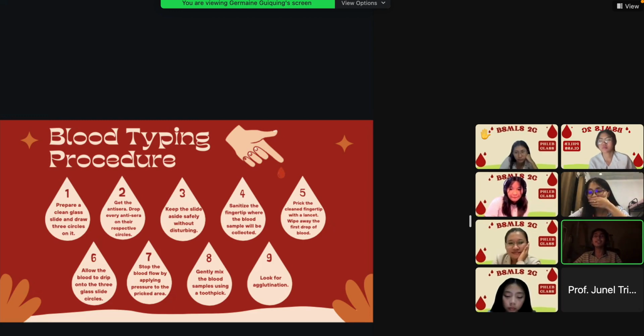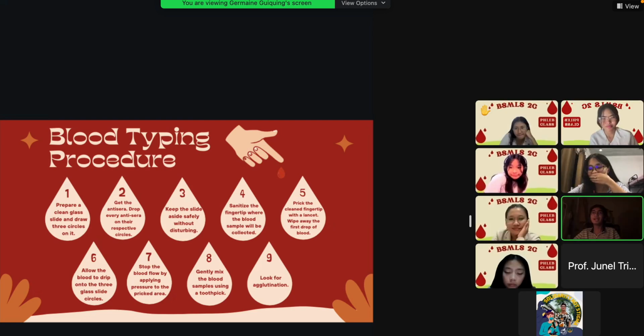So guys, andyan na naman tayo sa apply pressure. Okay? So apply pressure para mag-initiate yung clotting process. Next is to gently mix the blood samples using a toothpick. And lastly, look for agglutination. Next slide.